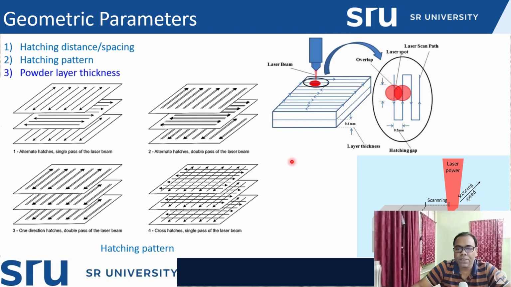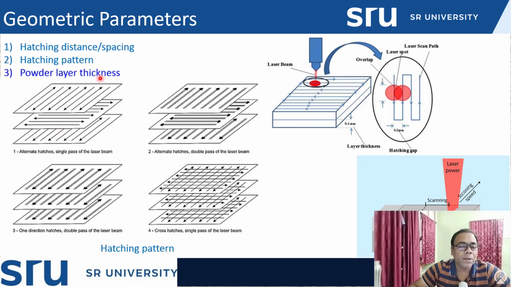As I was discussing the geometrical parameters, those may include hatching distance, hatching pattern, and powder thickness. Coming to the hatching pattern, here you can see that different types of profile of the hatching pattern are presented. In this you can see that laser scanning is taking place in this way, and after that it moves like this. This way our laser will scan the layer in that pattern itself.